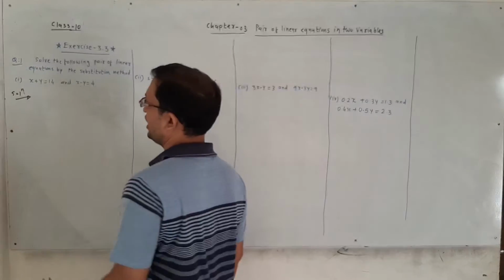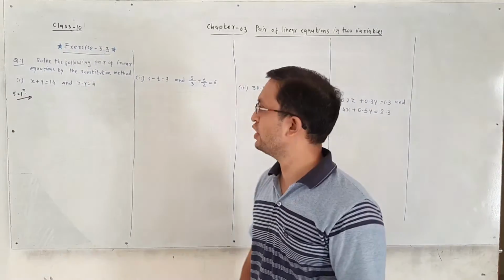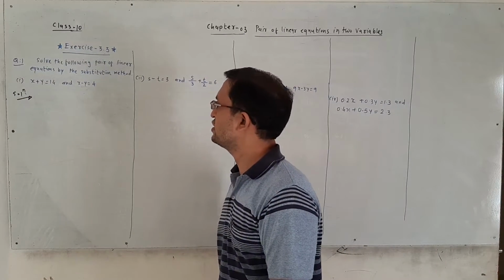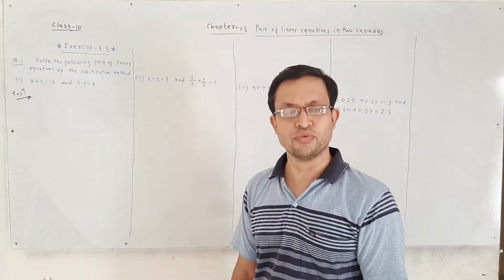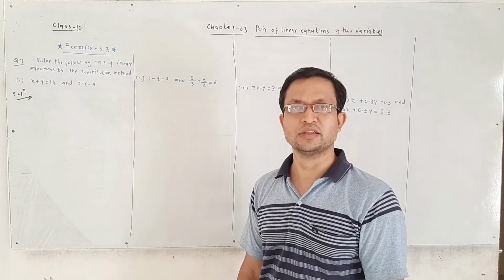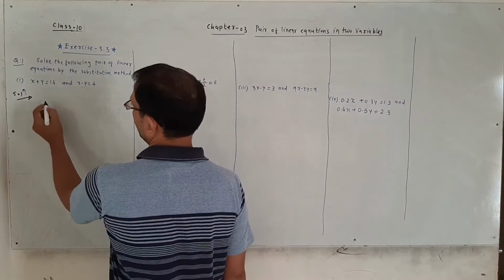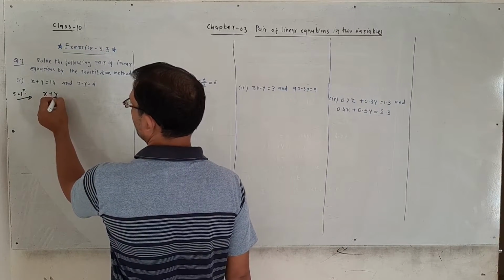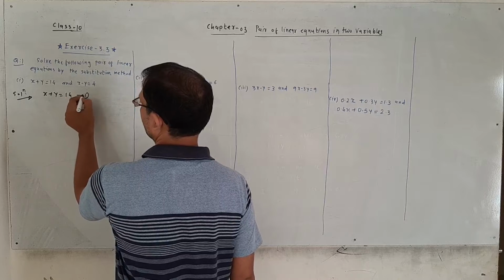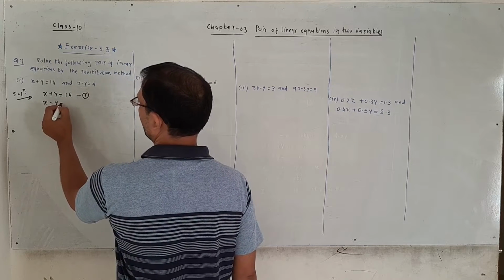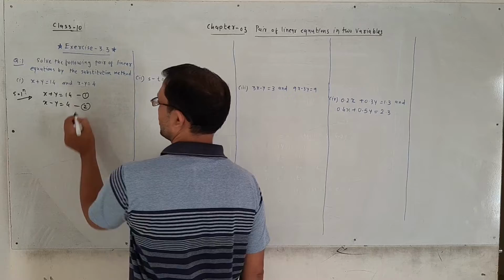First question is x plus y is equal to 14 and another equation is x minus y is equal to 4. We have to find the values of x and y by the substitution method. First, x plus y is equal to 14, this is equation 1, and x minus y is equal to 4, this is equation 2.